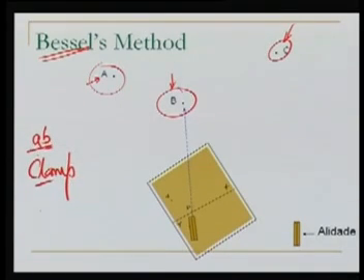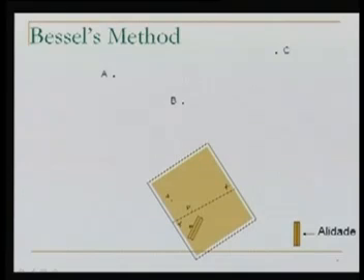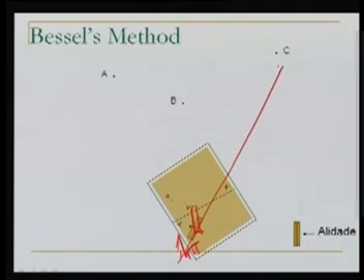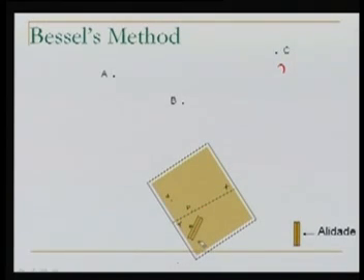Next step, we keep the alidade at A to bisect C. Capital C means the one on the ground. So we keep it at A and we bisect capital C. So now we are looking like this. The table is clamped. The table is not moving. Earlier the alidade was along AB. Now we have to rotate the alidade so that it bisects C. So the table is clamped and we rotate the alidade to bisect C. Well, C is bisected.